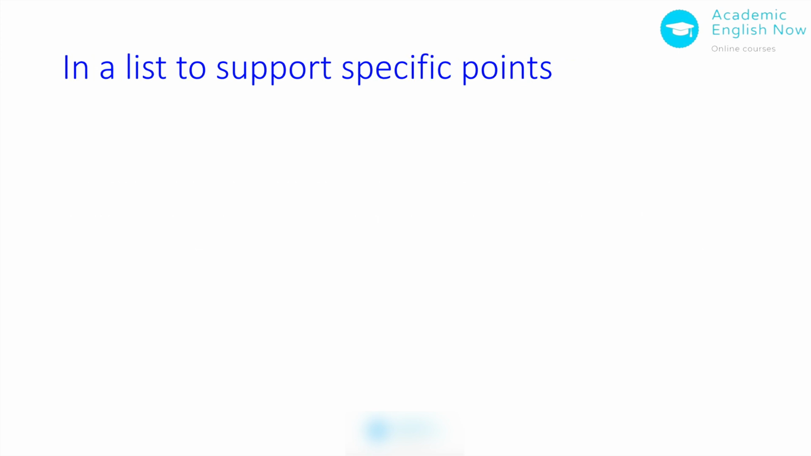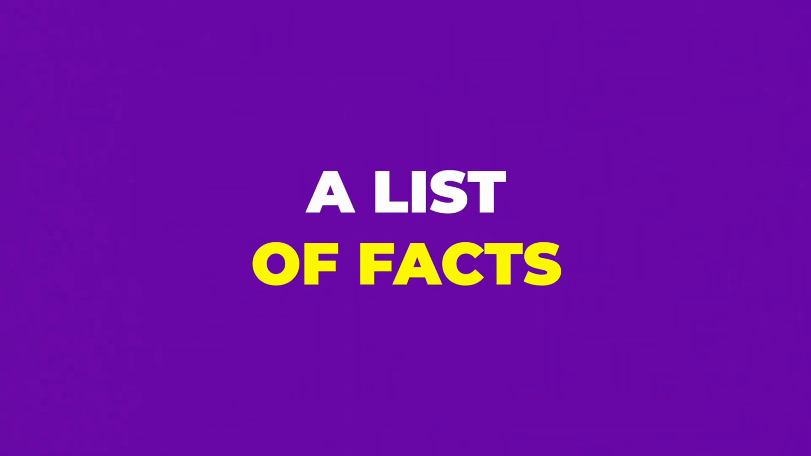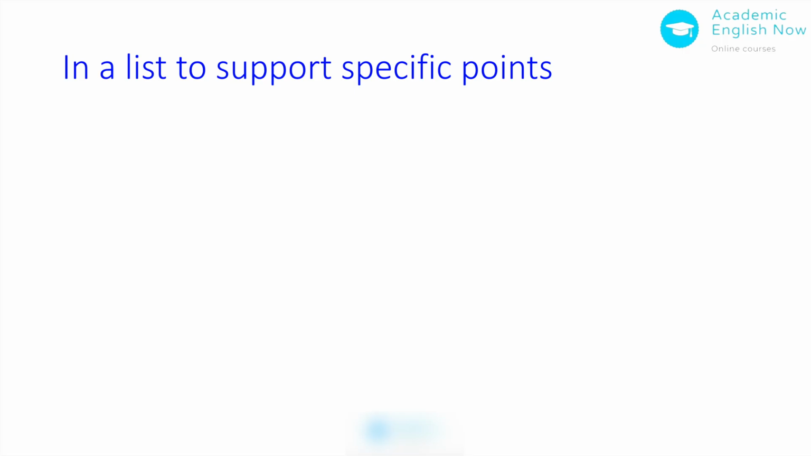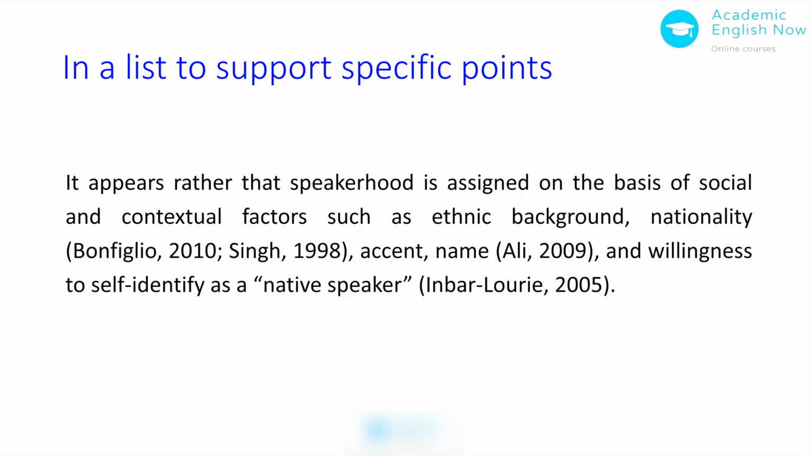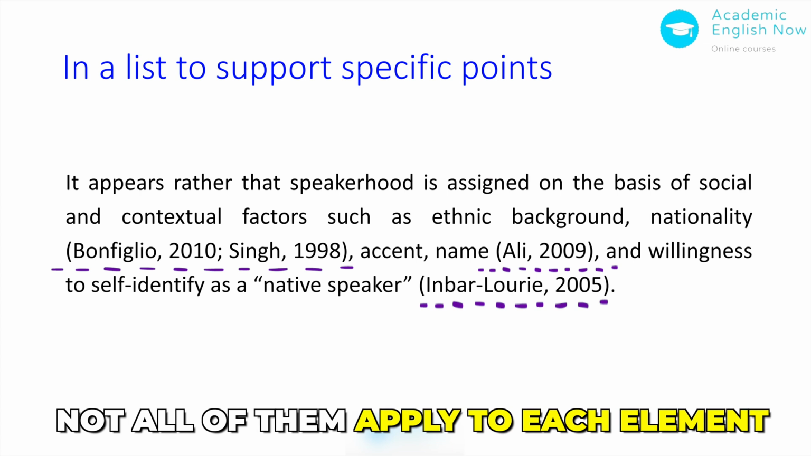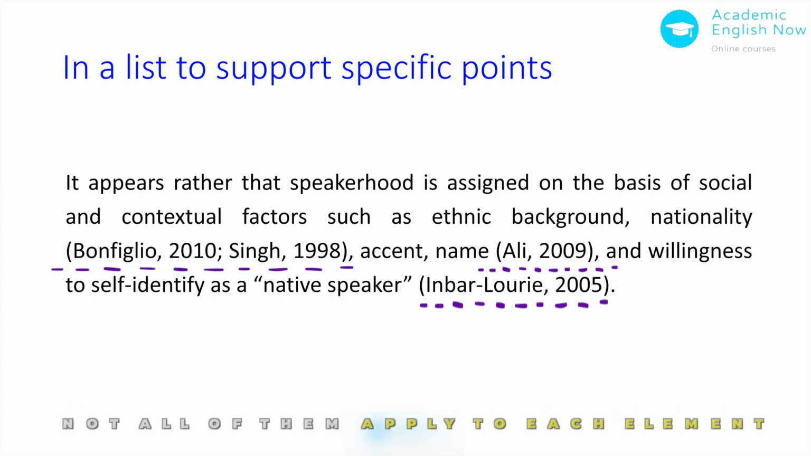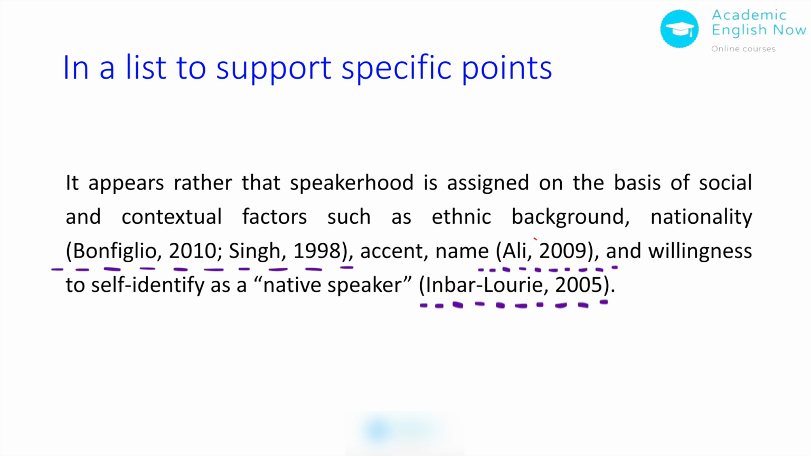Now, what you also want to do is, if you have a list of facts in a sentence, you might need to use a different reference to support each of those facts, as in the example in here. So notice that we've got ethnic background and nationality, and that's supported by 2 references. And then we've got accent and name, which is supported by another reference, and willingness is supported by another reference. So the point is that you can't put all the references at the end of this sentence, because not all of them apply to each element. For example, Ali only applies to accent and name.